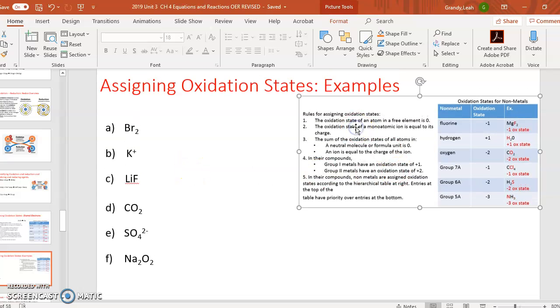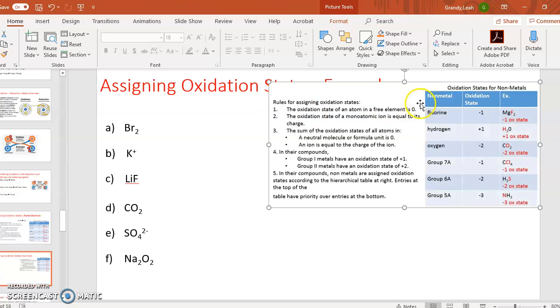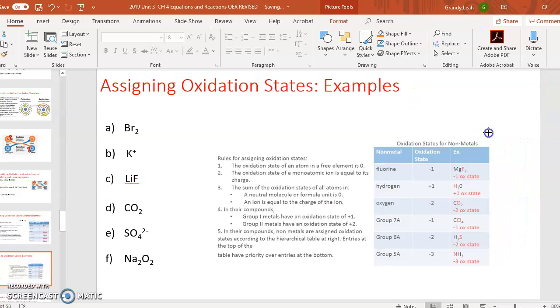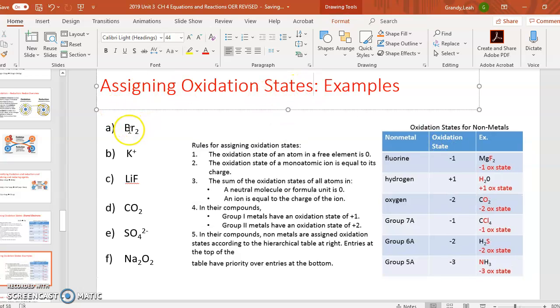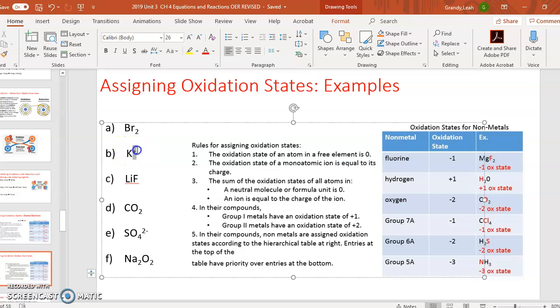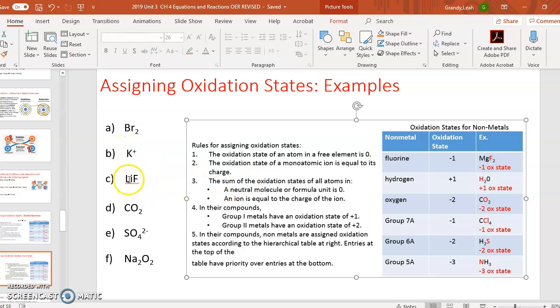So let's look at an example here. If I was to follow these rules, okay, so I'm going to follow these rules and make them a little bit bigger here. Follow those. Now, assigning oxidation states, some examples. Bromine. So bromine is one of those diatomic molecules. So it is in its own elemental state. So I'm going to write the oxidation number is 0. K+, that is one of the monatomic ones, so that it will be a +1. Now, this one, column 1, we'd say lithium is +1. It's a group 1 metal. Fluorine, fluoride ion, would be -1.